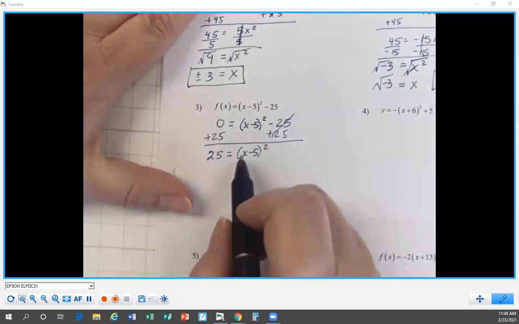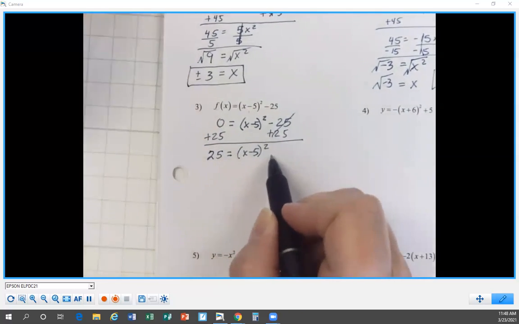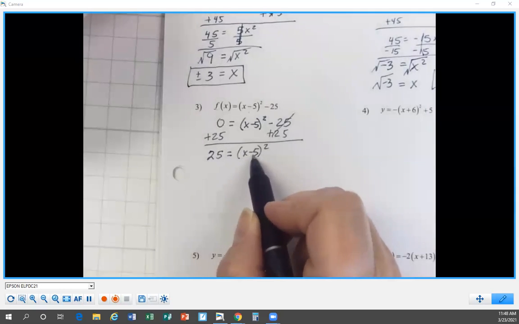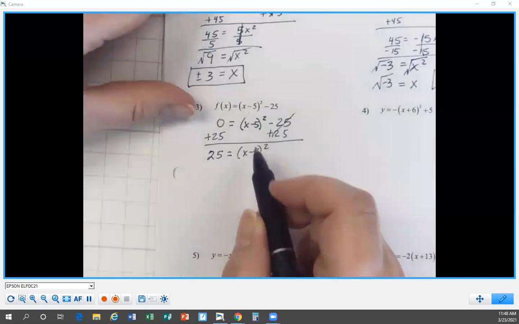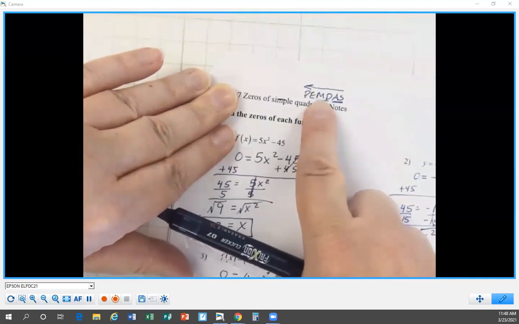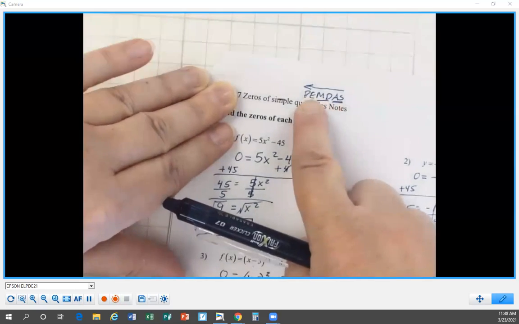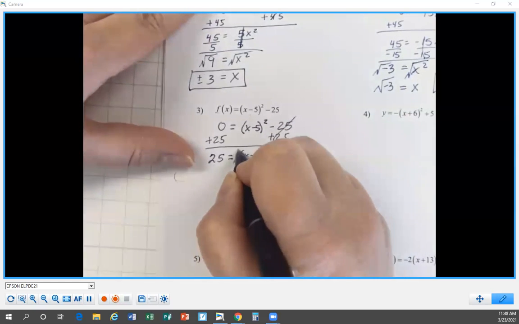Now the only thing I have on this side is this quantity squared. This minus 5, I can't get to it yet because it's being squared and inside of parentheses. My next step: there's no multiplication or division, there's not like a times 5 out here or anything. So I'm moving on to my exponent right here. I'm going to take the square root.